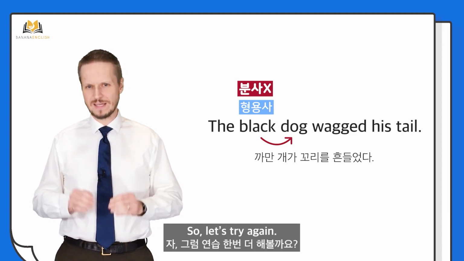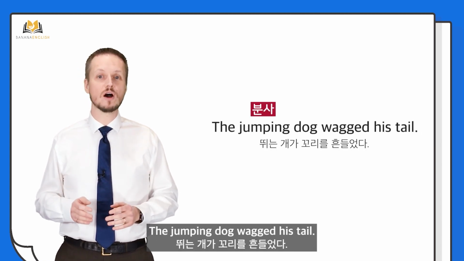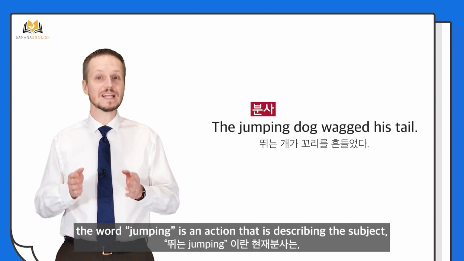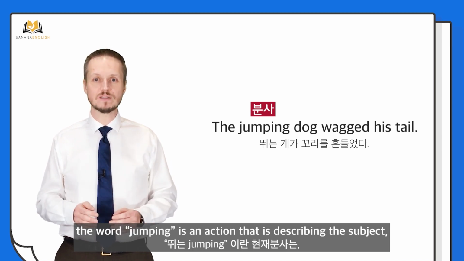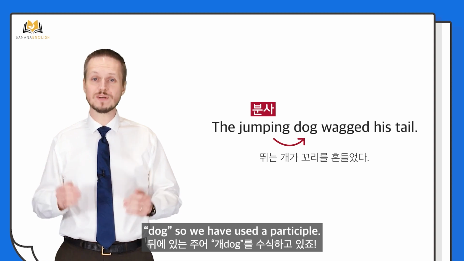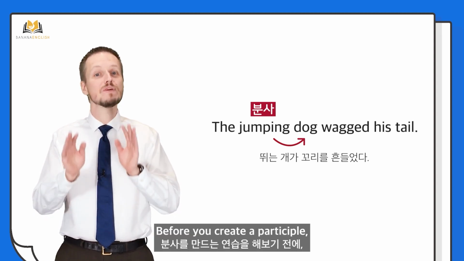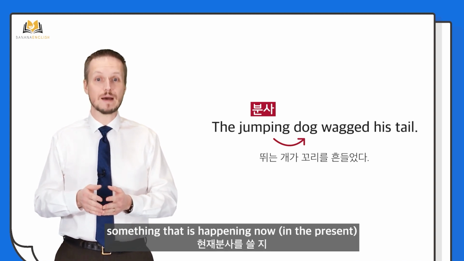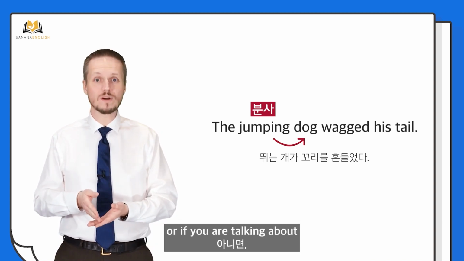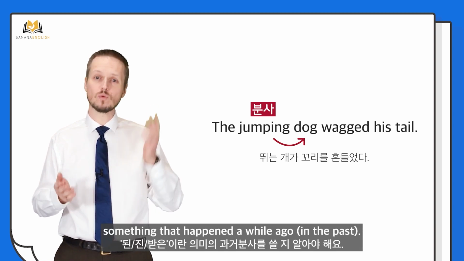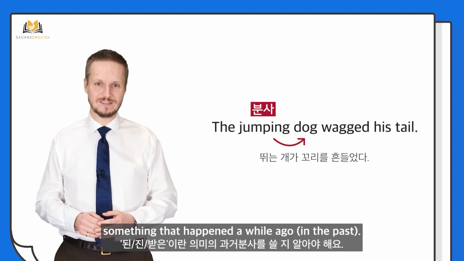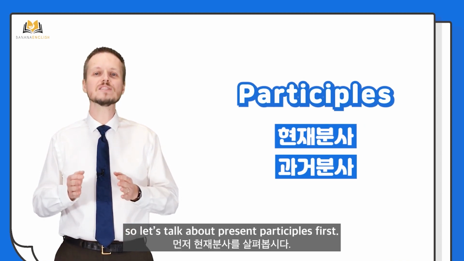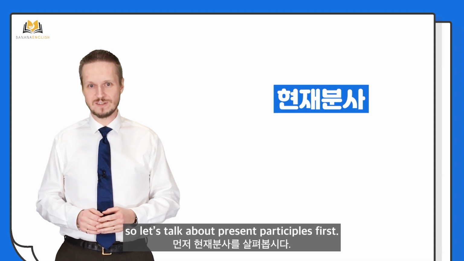So let's try again. The jumping dog wagged his tail. In this sentence, the word jumping is an action that is describing the subject, dog, so we have used a participle. But wait, before you create a participle, you have to know if you are talking about something that is happening now, in the present, or if you are talking about something that happened a while ago, or in the past. There are two types of participles, so let's talk about present participles first.